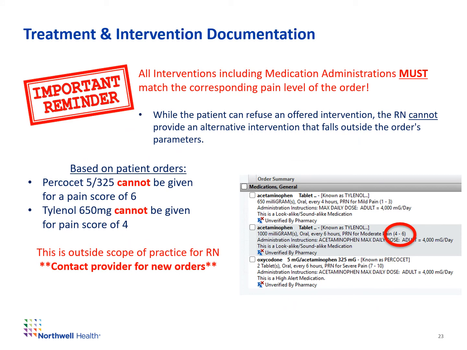So this is very important. Your interventions must match the corresponding pain level on the orders. Look at the example below where Tylenol 650 is ordered for mild pain, Tylenol 1000 is ordered for moderate pain, and Percocet is ordered for severe. With these orders, Percocet cannot be given for a pain score of 6 because the order is for a score of 7 to 10. Likewise, Tylenol 650 cannot be given for a pain score of 4 when the order is for Tylenol 1000. So here's where it's tricky.